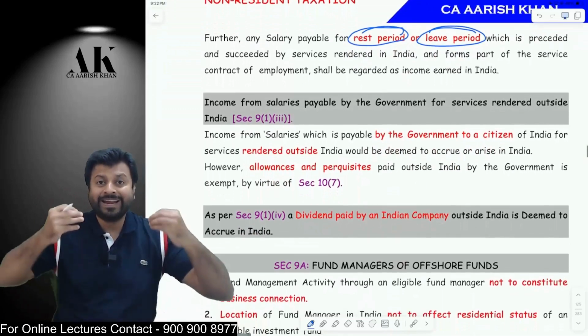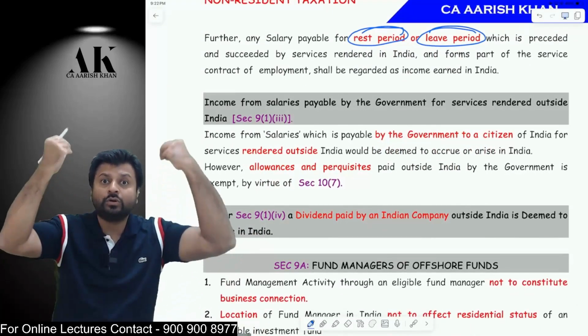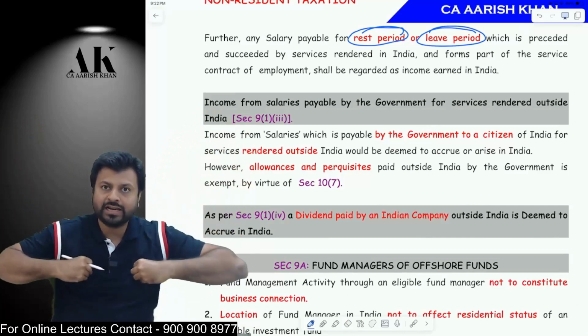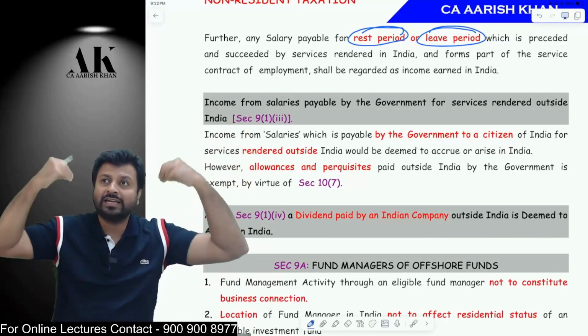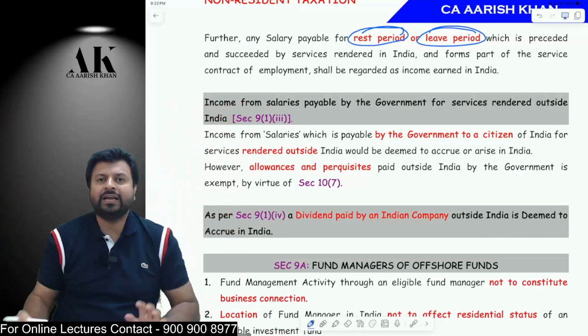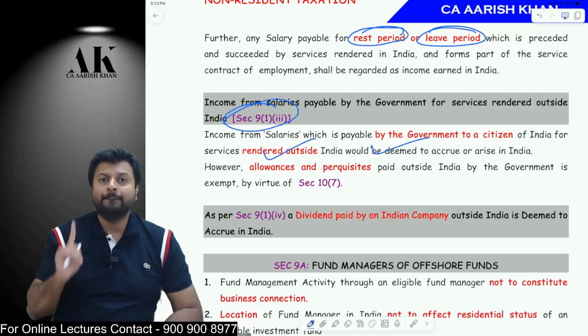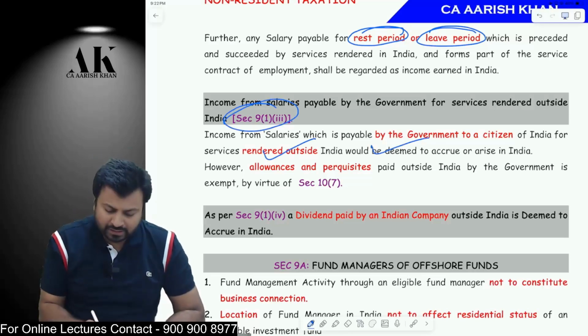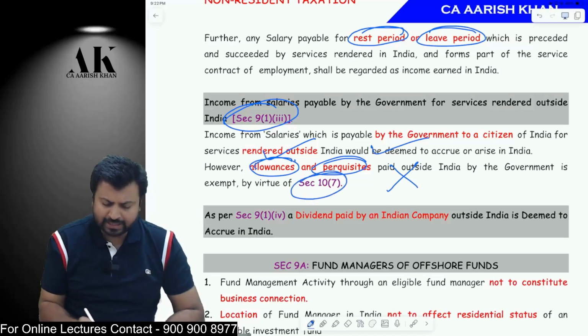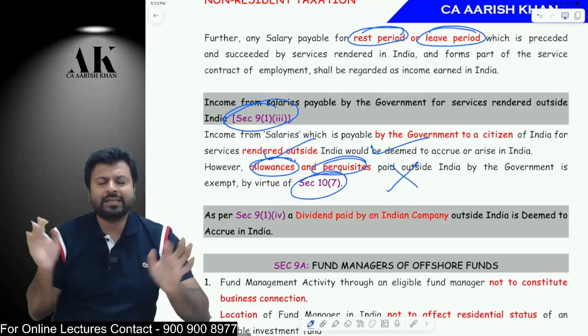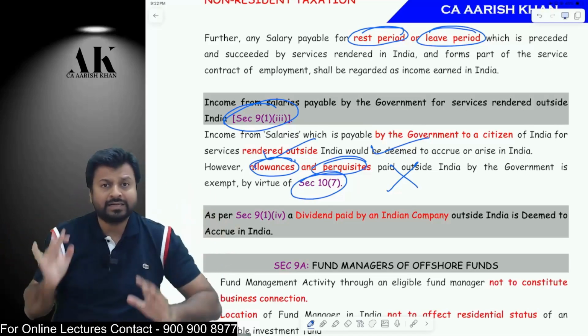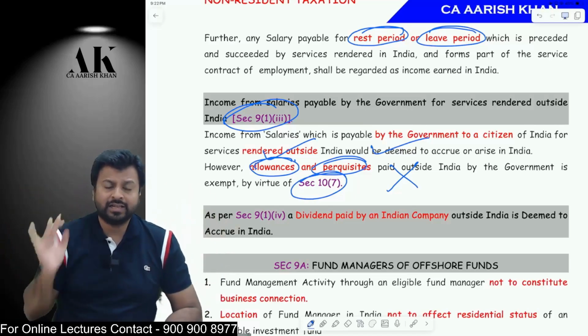Next, when the Indian government pays salary to its citizen out of India. Suppose the Indian government is paying salary to a citizen in the UK because they are working in the Indian embassy in the UK. That is also deemed to accrue or arise in India. Okay. But the allowances and the perquisites which are paid by the Indian government are exempt under section 10(7). So allowances and perquisites will not be taxable. Apart from that, the salary will be taxable in the hands of the Indian citizen outside India.